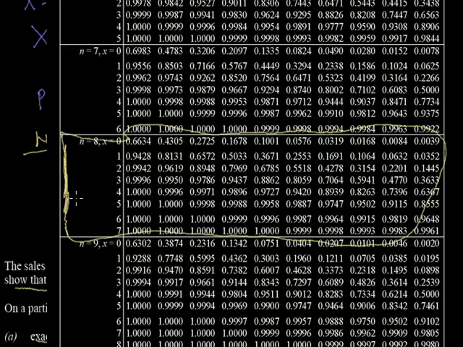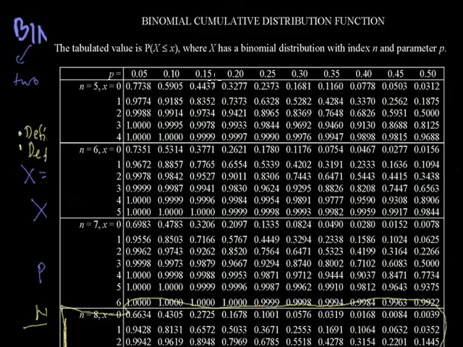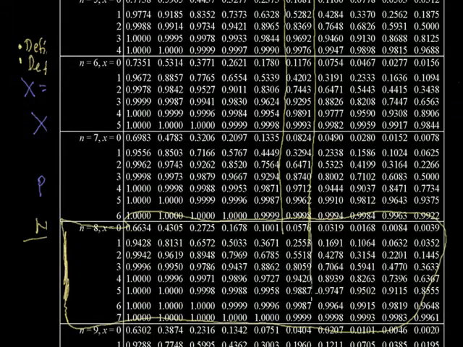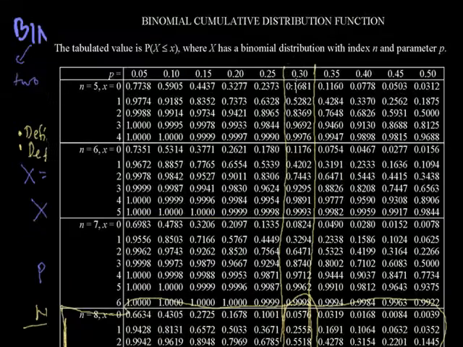Now the next thing is p. The value of p in this case is 0.3. So we're looking for this value of p. This is the p we are looking for. So this is what we need, this column. The block is n equals 8 and the probability of success is 0.3. So this is the idea.